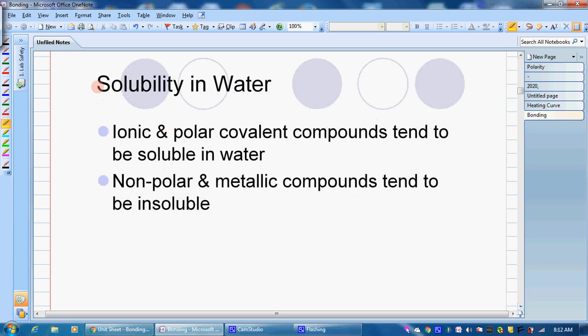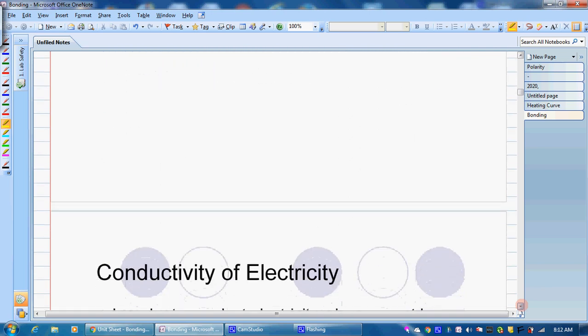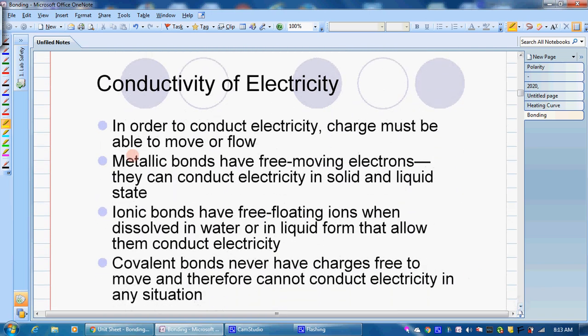Solubility means whether they can dissolve in water or not. Another word for this would be dissolving. When we talk about the different types of bonds and whether they can dissolve or not, ionic and polar do dissolve in water. Nonpolar and metallic are insoluble, or do not dissolve in water. These are just properties you have to remember and how they're connected to the types of bonds.